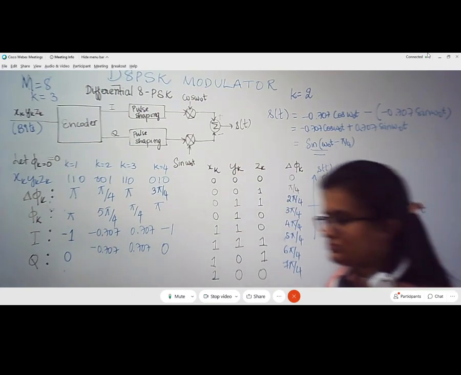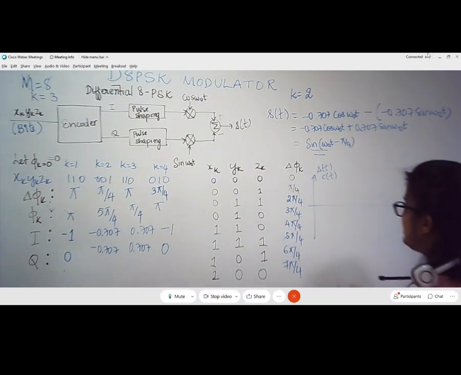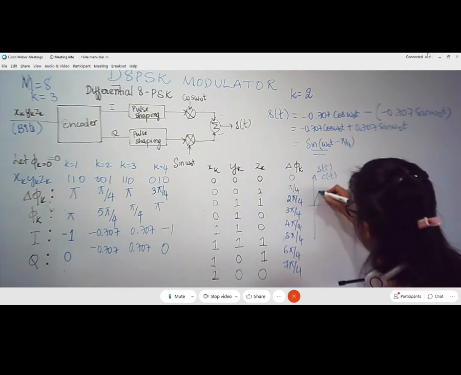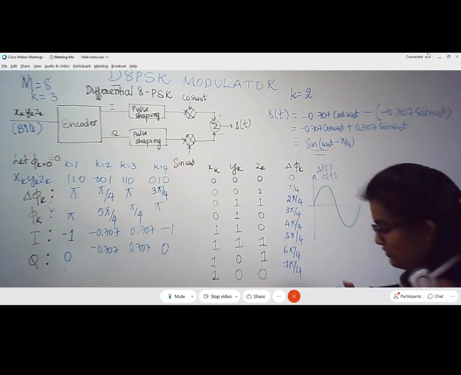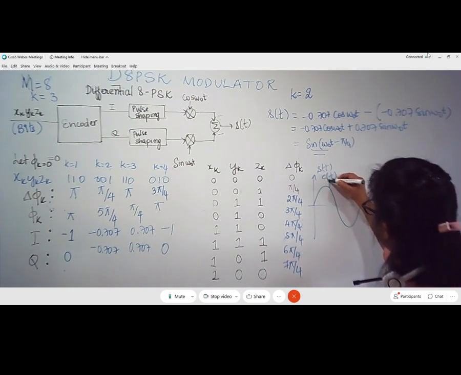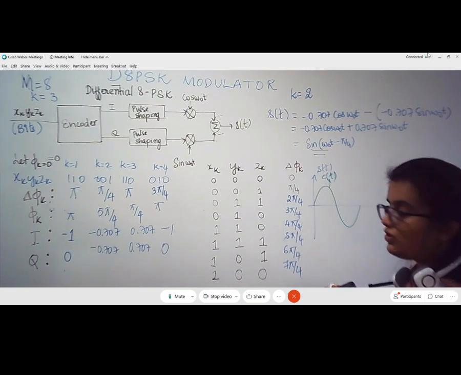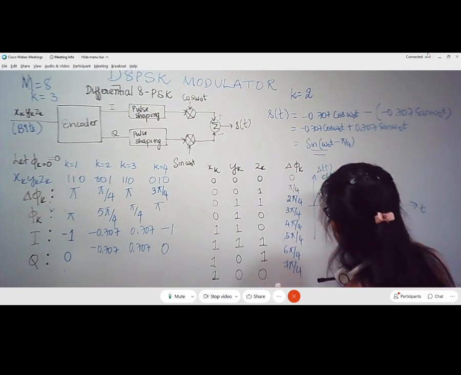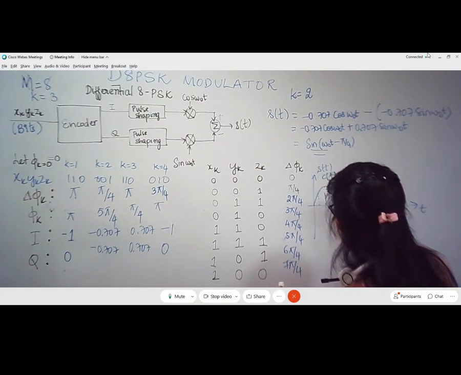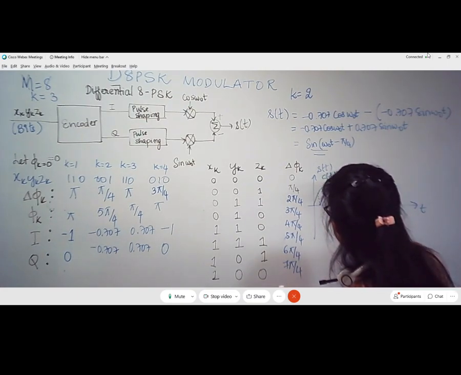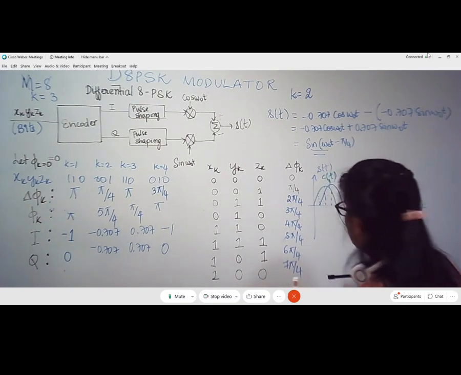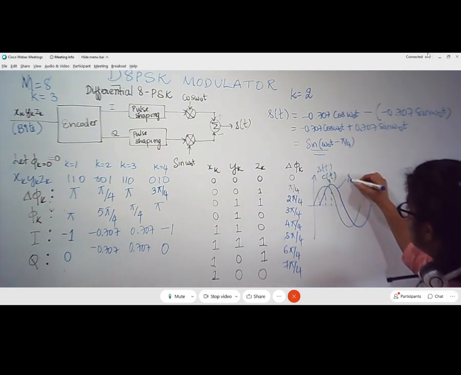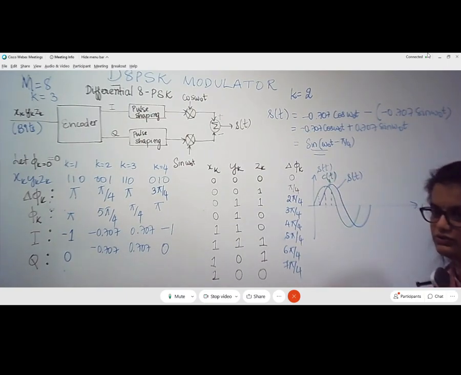So observe here. If I am going to have a quadrature carrier, that means it is sine, having the 0 phase at time t equal to 0. This is your carrier C of t. Now if I write sine omega naught t minus pi by 4, then exactly at this point, this is pi by 2, this is pi by 4, 3 pi by 4 and then 4 pi by 4. At this point your sine wave starts. It will look like this. This is your actual symbol waveform that you are going to transmit.